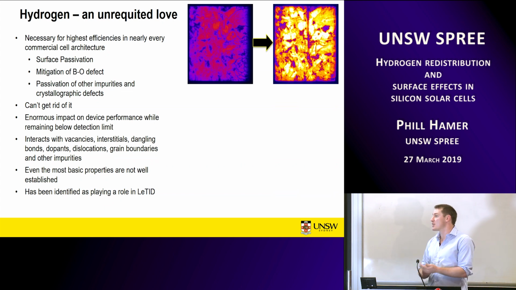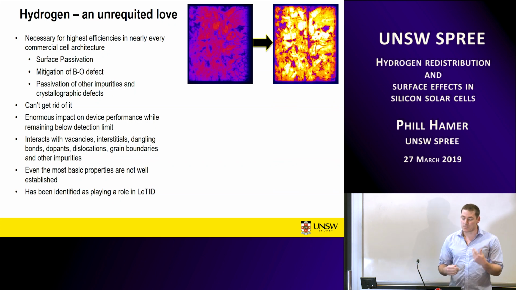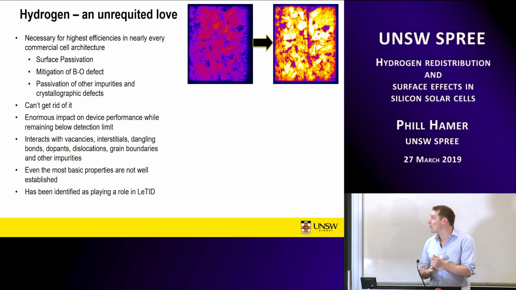It interacts with just about everything in silicon. Interstitials, impurities, vacancies, you name it, hydrogen interacts with it, which creates a third problem, which is that establishing the fundamental properties of hydrogen in silicon is by no means trivial. You can't be sure if what you're observing is interstitial hydrogen, or interstitial hydrogen interacting with oxygen, or something else entirely. So this means some of the most basic properties aren't well established, and I'll discuss a couple of those in a little bit.